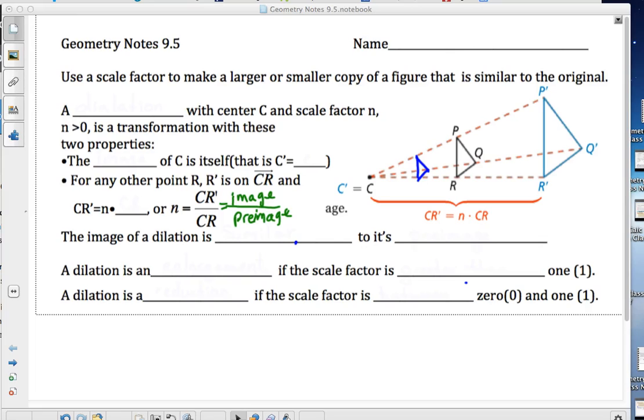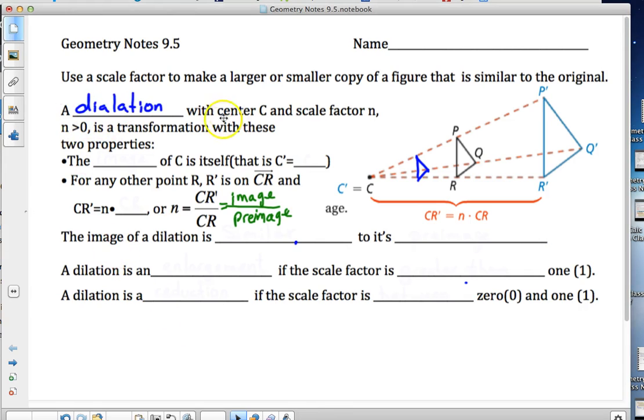Okay guys, we are looking at Geometry Notes 9.5 and we're going to be working on using a scale factor to make a larger or smaller copy of a figure that is similar to the original. These look like dilations. And by the way, they are. A dilation with center C and scale factor n, n is greater than 0.